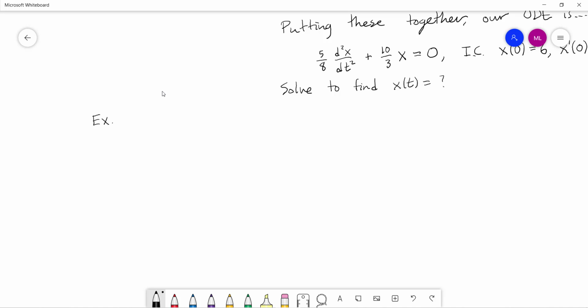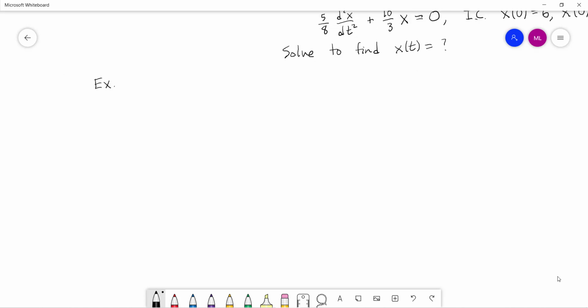Let me pick another problem here. Let me make one up. Okay, here's a decent one. A 1 kilogram mass is attached to a spring whose spring constant is 16 newtons per meter.